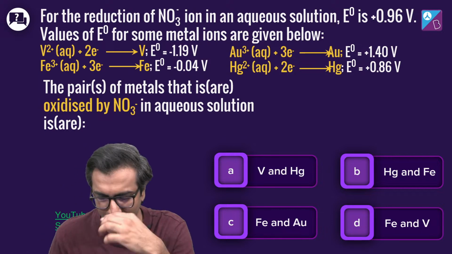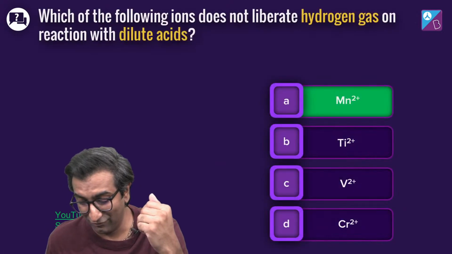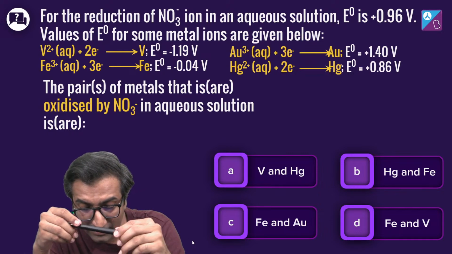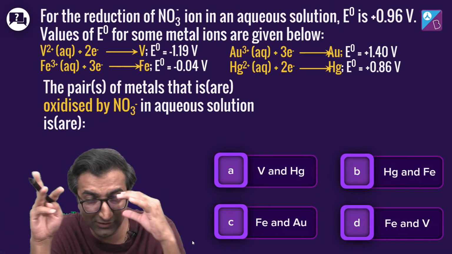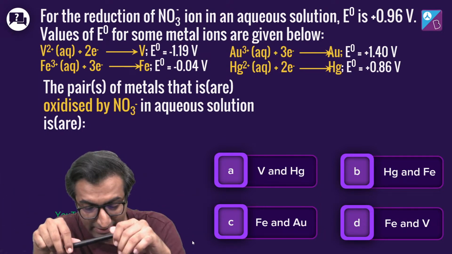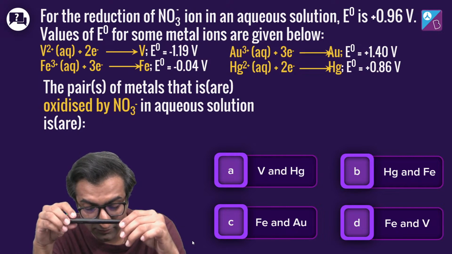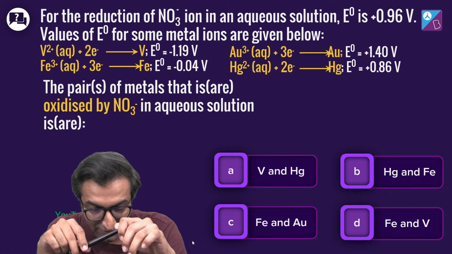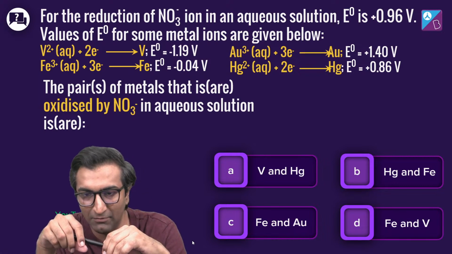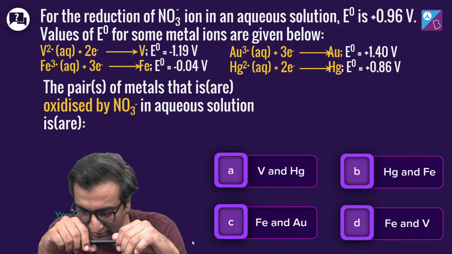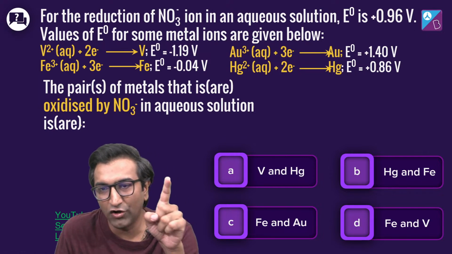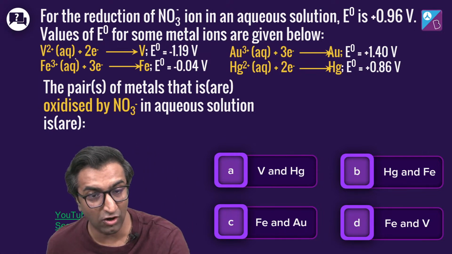Okay. I thought that I'll give you the data for this, but that's a little hard one. Let's do this one. For the reduction of NO3 minus, this is logic. This is complete logic. Don't worry, कुछ रटने की जरूरत नहीं है. All right, Aditya, we'll wait. For the reduction of NO3 minus in an aqueous solution, E naught is 0.96 volts. Values of E naught for some metal ions are given below. कुछ metal ions के दिए हुए हैं, okay? And I've got to figure out the pair of metals that is or are oxidized by NO3 minus. कौन से oxidize होते हैं?